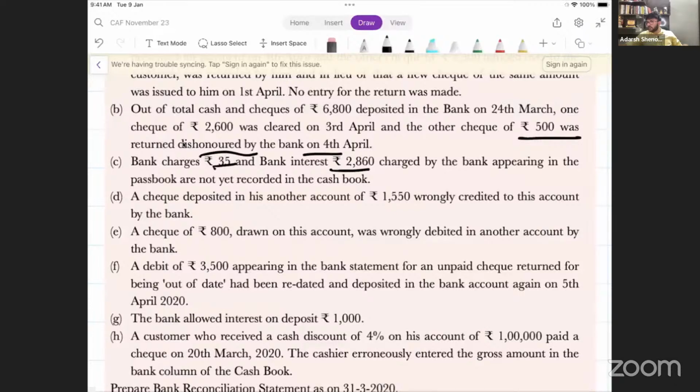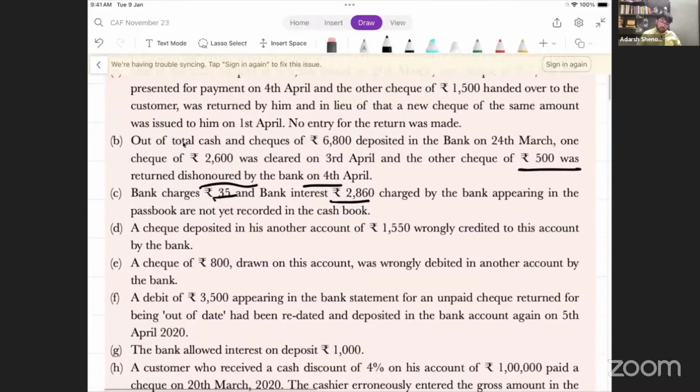Yes, it does make a difference because we had deposited the check. I'm just answering a doubt of Shreya here. Sir, it was cleared on 3rd April and the other check for 500 was returned dishonored by the bank on 4th April. So what that means is the banker has not given any effect in his passbook until 31st of March. He sees the check and dishonors it on 4th April. So till 31st March, no entry.